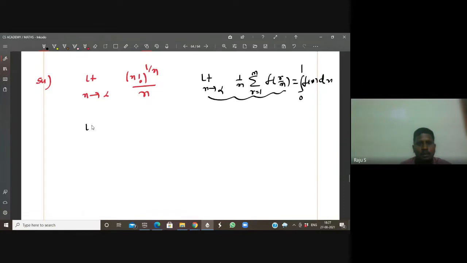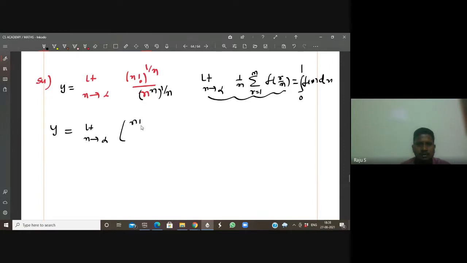So let us take this limit as equal to some y. So y is equal to limit n tends to infinity. Shall I write this value n as n power n, whole power 1 by n? Shall I write?